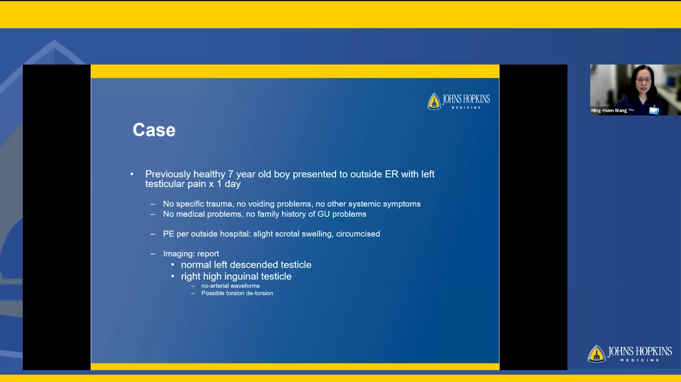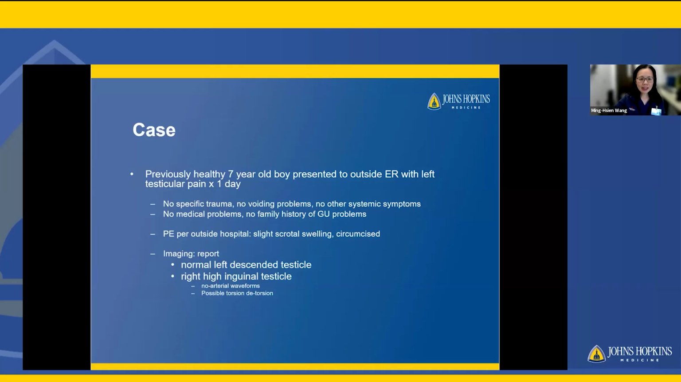They decided to proceed with just a baseline scrotal ultrasound. When they got the report from the ultrasound, that's when all the phone calls started. On the outside ultrasound, the left testicle appears completely normal. But the right testicle, the opposite side of the pain, showed decreased blood flow, concerning for torsion, detorsion, or intermittent torsion. And this is how our story started today.